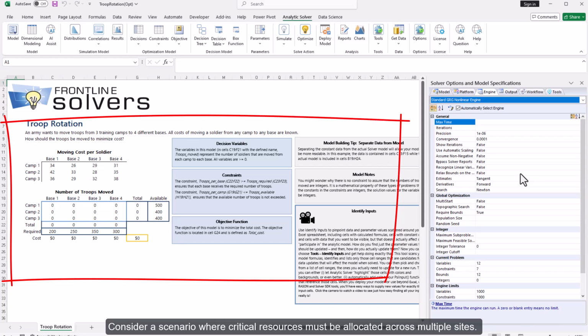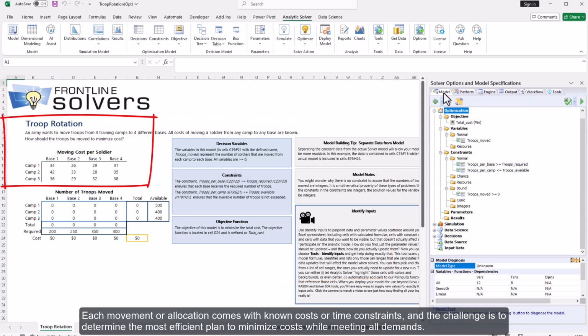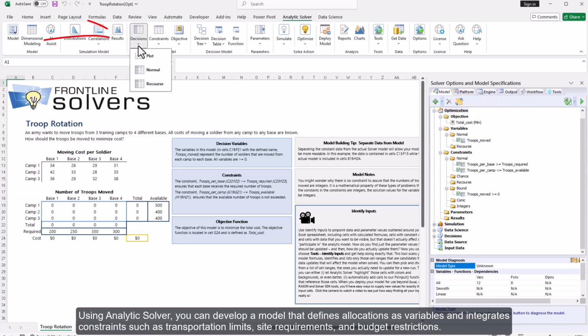Consider a scenario where critical resources must be allocated across multiple sites. Each movement or allocation comes with known costs or time constraints, and the challenge is to determine the most efficient plan to minimize costs while meeting all demands.